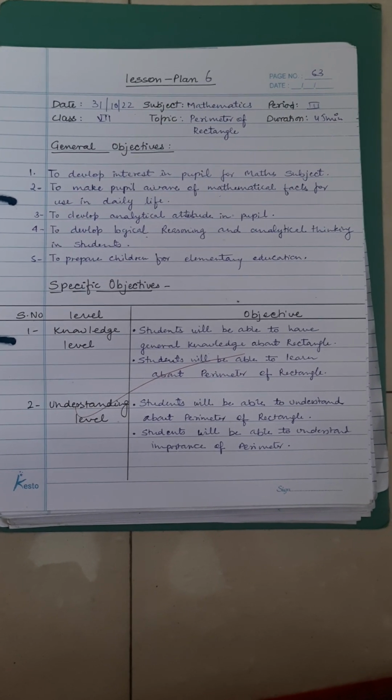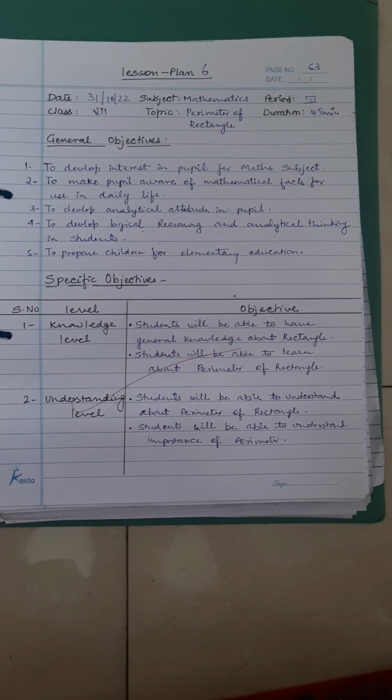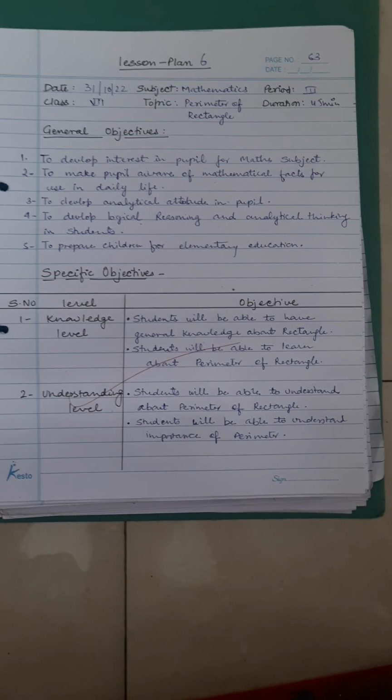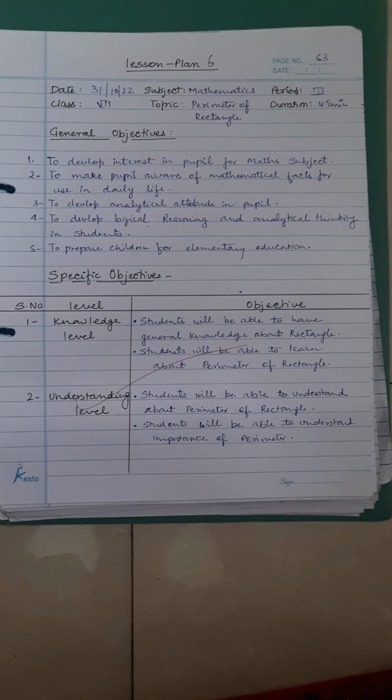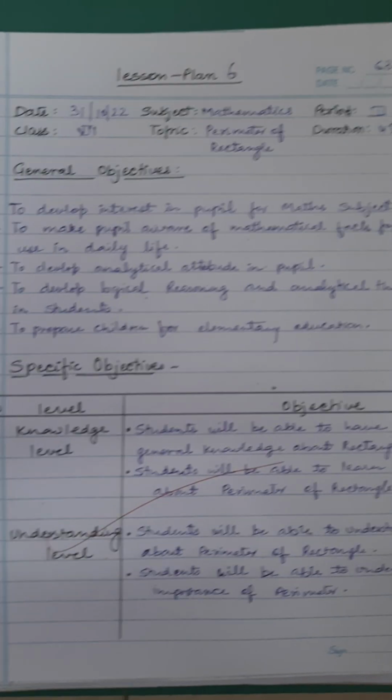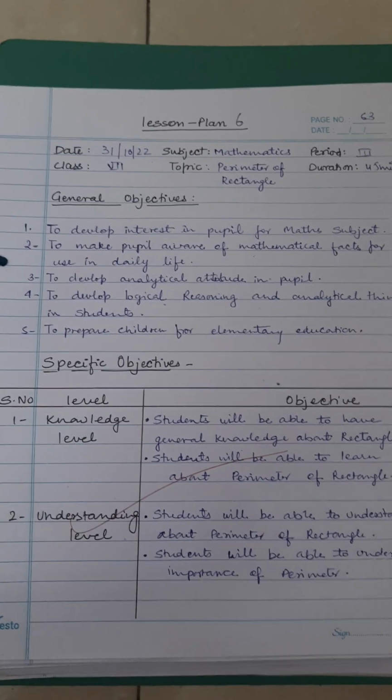Hello teacher, today we are going to discuss the topic perimeter of rectangle. So let us start. First write down date, class, subject, topic, period and duration. Then write down the general objectives.